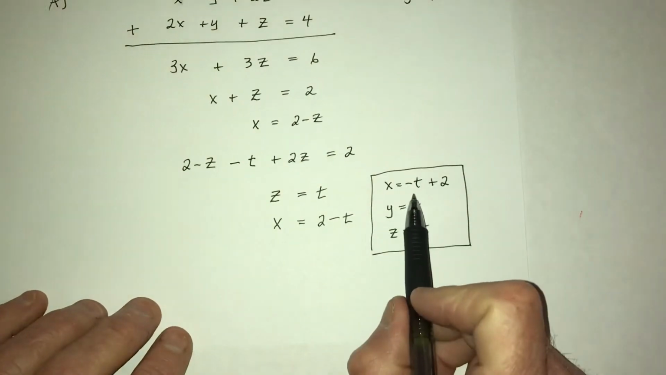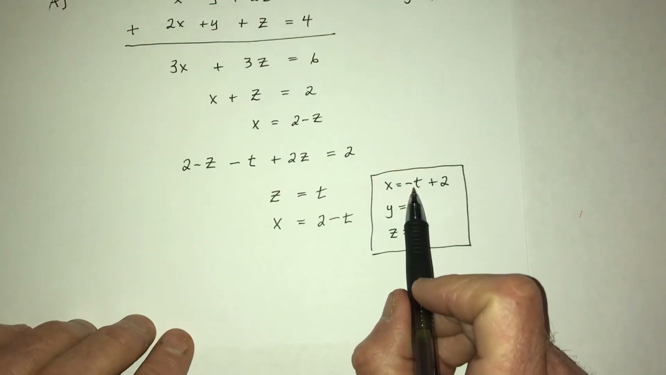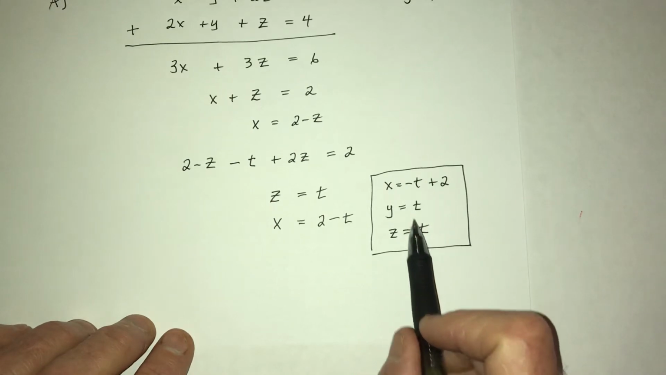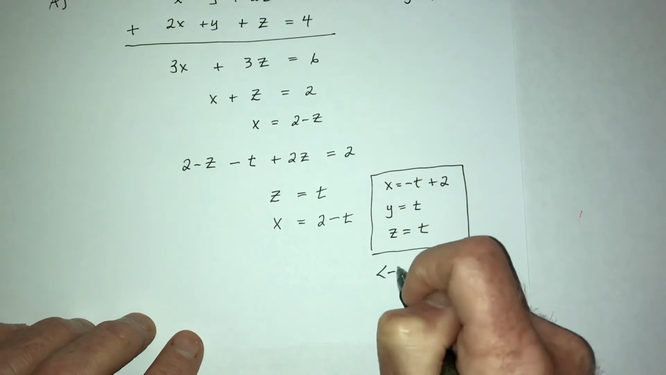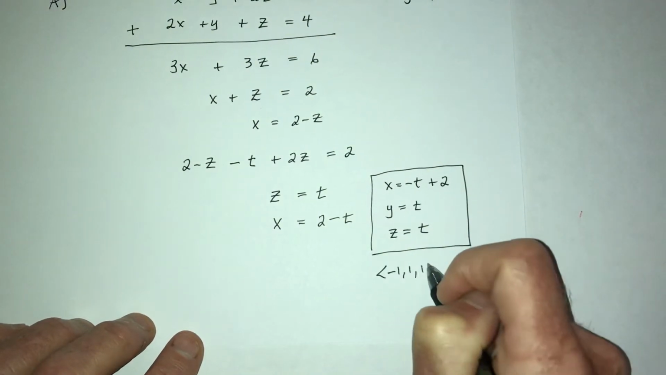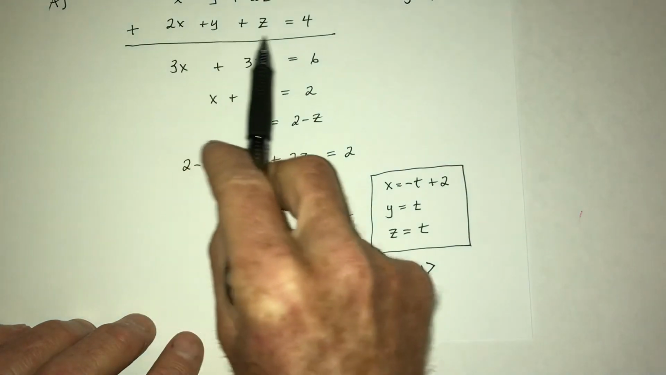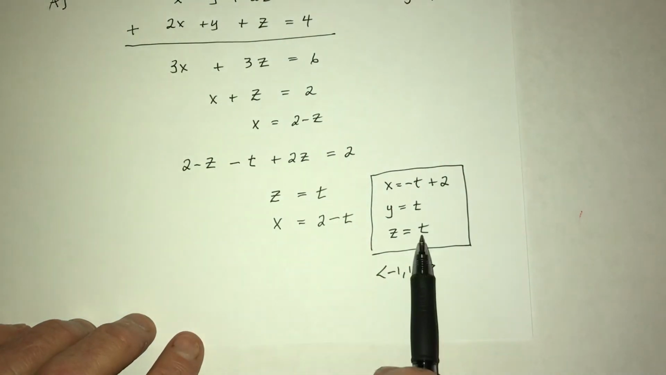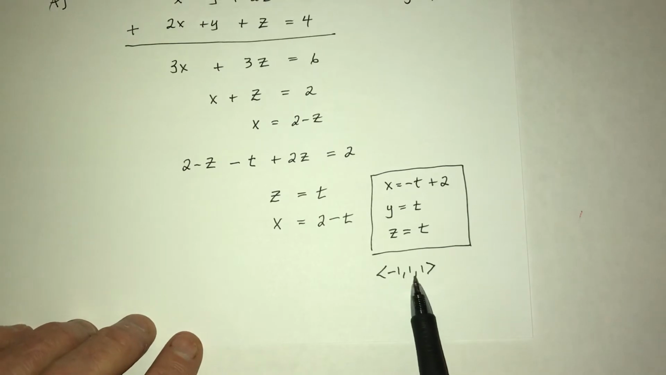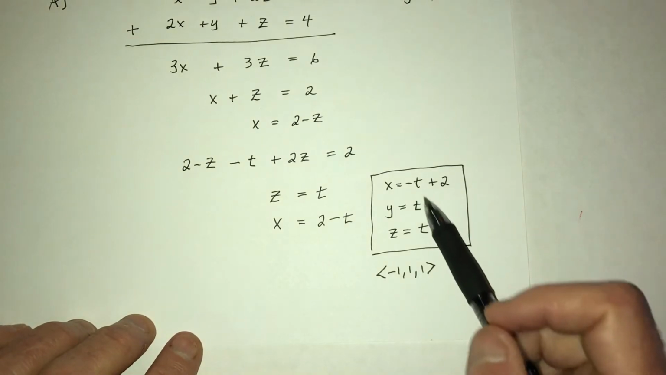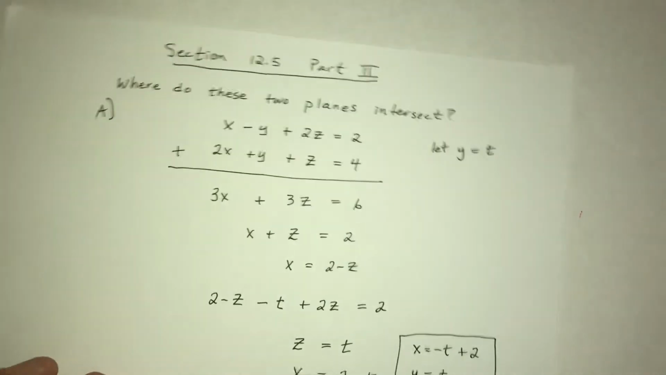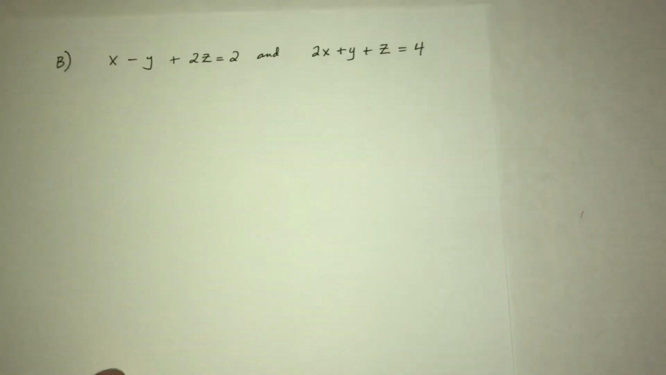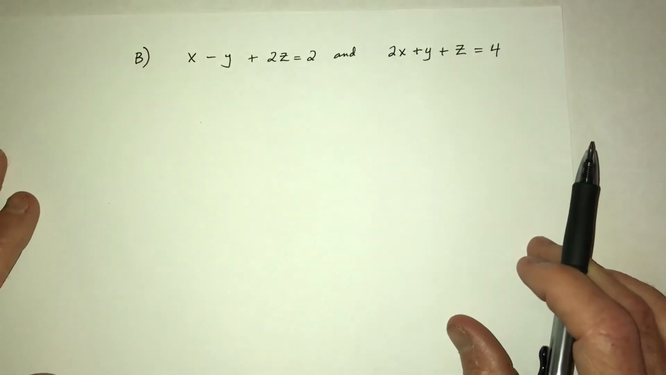Now, if you look at this one, remember for the equation of a line, the numbers in front of t give you the vector. And that vector would be negative 1, 1, 1. Even though I didn't use any vectors over here, it actually shows up in the problem. So this is the vector that tells you the direction, or in other words, it's the vector that's parallel to this line. Okay, that's one solution. Now, let's start over. Same question. Where did these two intersect?